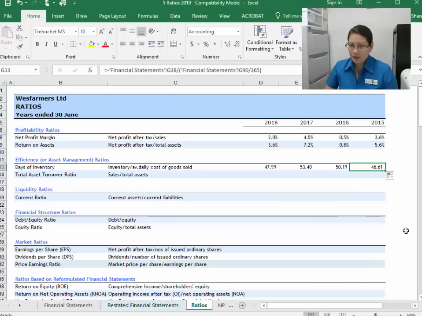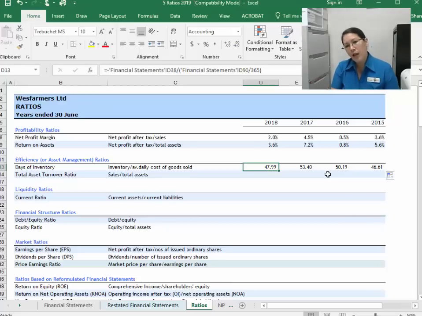So it's remaining relatively constant. It was taking about 46 and a half days in 2015 to sell their inventory, up to almost 48 days now. So it's slightly slowing down. Whether or not that's bad, you need to look at your actual businesses. I'd go to the individual businesses. Wesfarmers owns a number of businesses, including your Bunnings and your Officeworks and all that sort of thing.